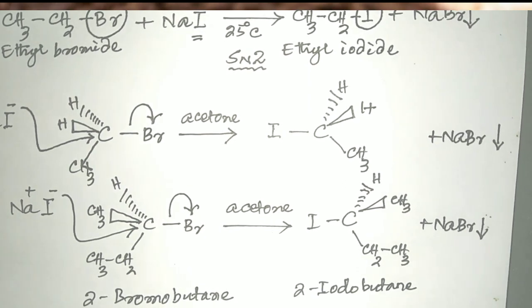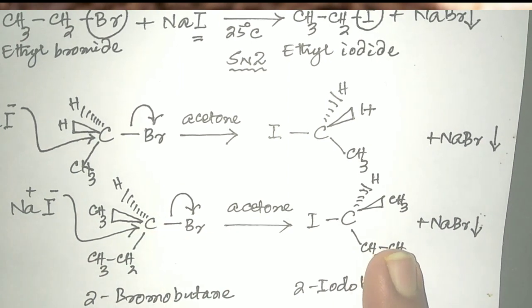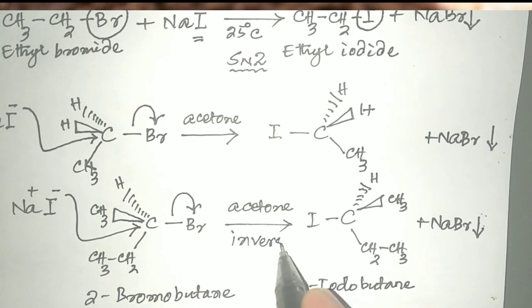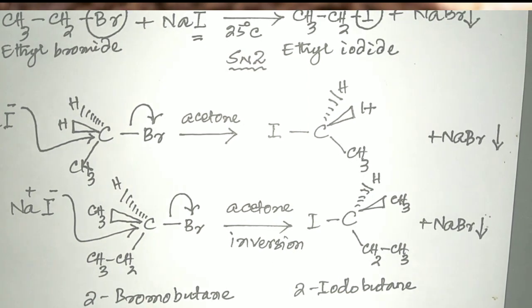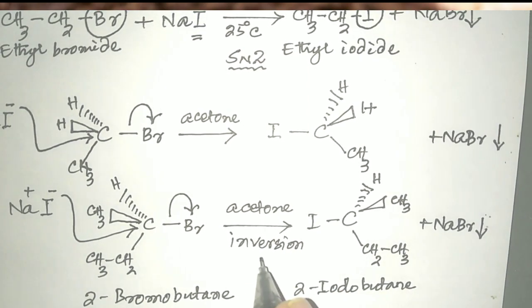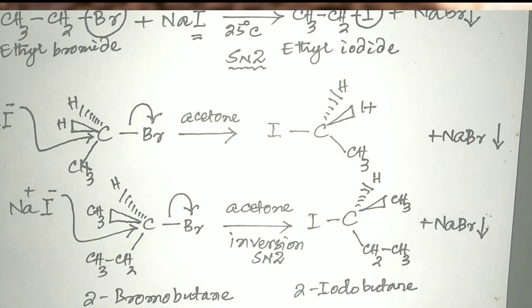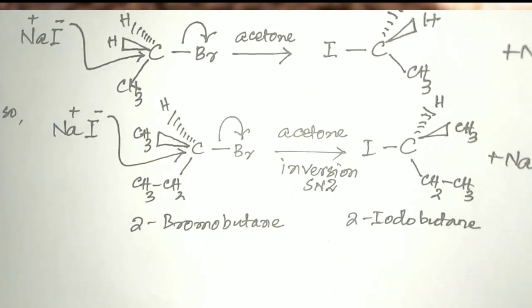Only there is a difference in their halide ions. That's why this is called halide exchange. The bromide ion was substituted by iodide. This is in accordance with the SN2 mechanism.